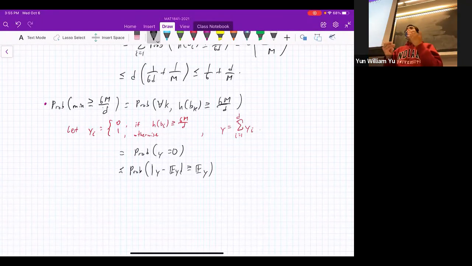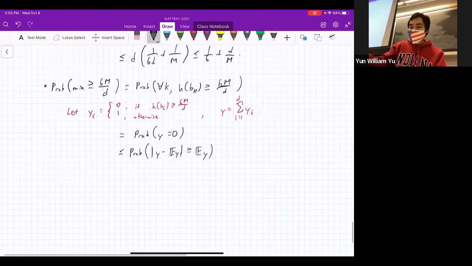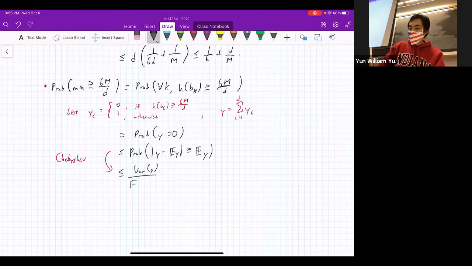It's a weird way of saying it, but when you rewrite it this way, clearly this gives us a hint. And so this gives us the ability to use Chebyshev again. So now we can use Chebyshev to get that this is less than or equal to the variance of y divided by the expectation of y squared.